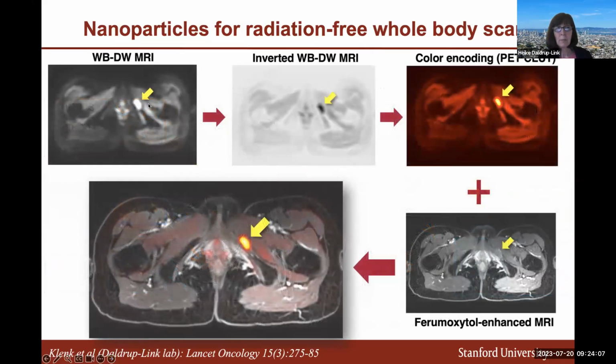Here you see an example of a metastasis in the lower pelvis. This is the iron oxide diffusion weighted scan. And now we take these iron oxide diffusion weighted scans, we invert them, we color encode them, and we superimpose them on a T1 weighted contrast enhanced scan. And with that, we get a color encoded scan that looks similar to a PET scan. Of course, it shows a different biology. This is restricted diffusion, what we look at here. This is not metabolism.